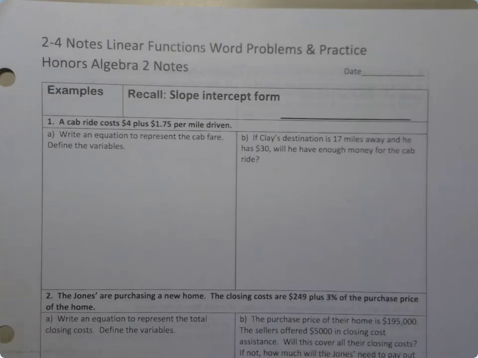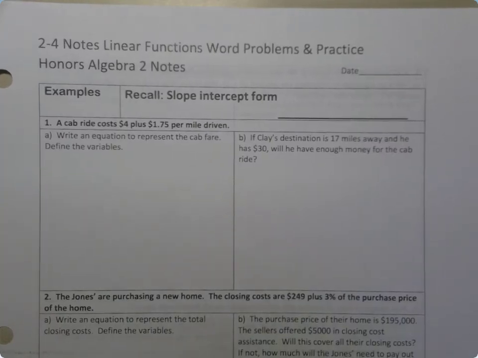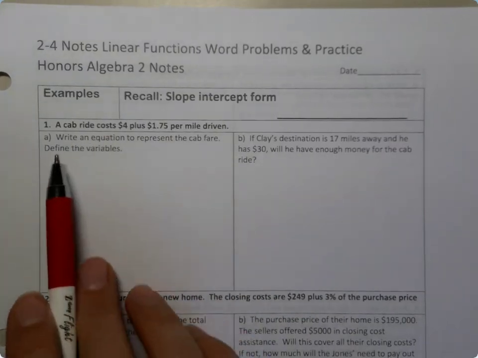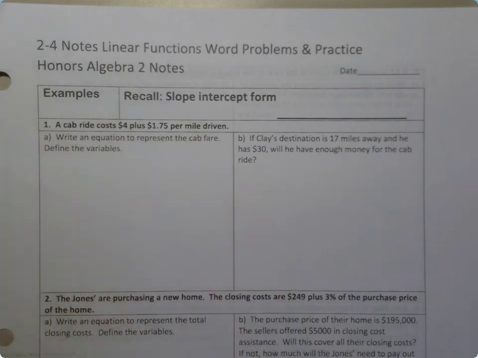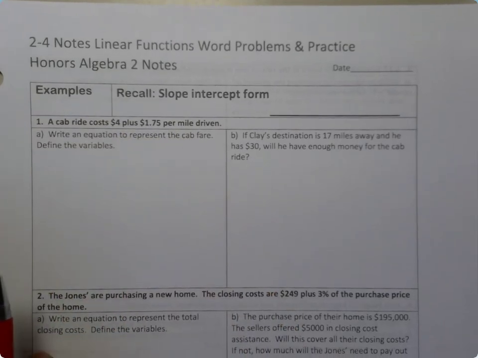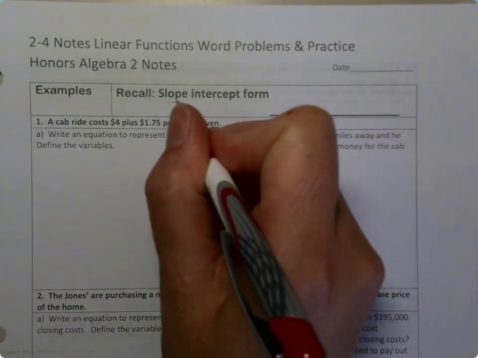We are looking at the second part of 2.4, and we are doing linear functions, but with word problems. So our first scenario is that we have a cab ride. It costs $4 and then $1.75 every mile driven. Going to get pretty pricey. So first thing, what is the slope intercept form that we want to be working with?